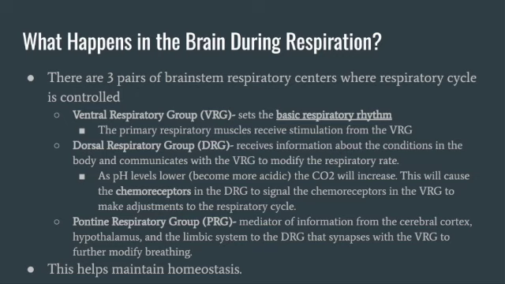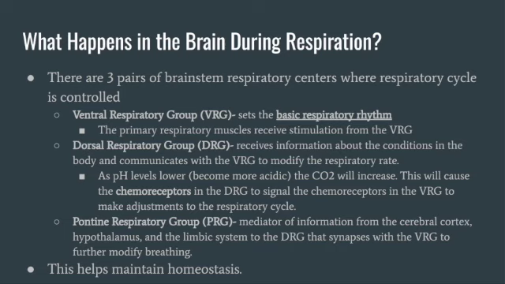Next, what happens in the brain during respiration? Well, there are three types of brainstem respiratory centers where the respiratory cycle is controlled. First is the ventral respiratory group. This sets the basic respiratory rhythm. The primary respiratory muscles receive stimulation from the VRG, and the VRG is located in the medulla oblongata. Another part that is also located in the medulla oblongata is the dorsal respiratory group. This receives information about the conditions in the body and communicates with the VRG to modify the respiratory rate.